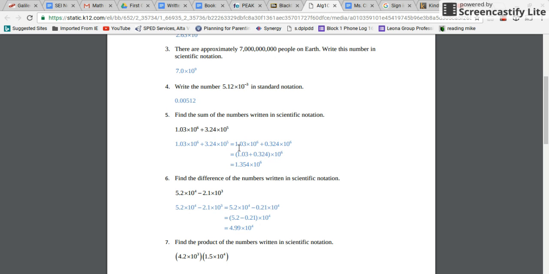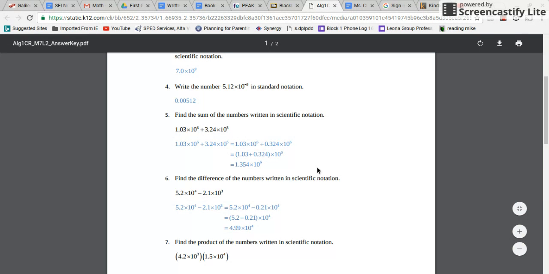Then you can just add what's $1.03 plus 32 pennies, 0.324 of a penny. So you just add this up and you get 1.354. You can do it on your calculator. And then it just stays times 10 to the 6. That power just stays like that.